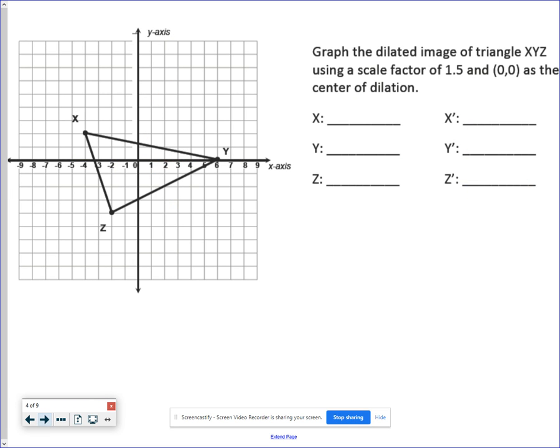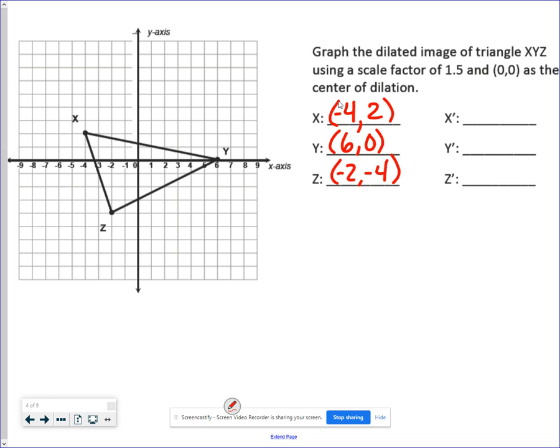Okay, a scale factor of 1.5, I know, might kind of bother some people. Notice this one says using 0, 0 as the center of dilation. That's the origin. Again, that's the same point that we always use. So point X is right now at -4, 2. Point Y is at 6, 0. And Z is at -2, -4.